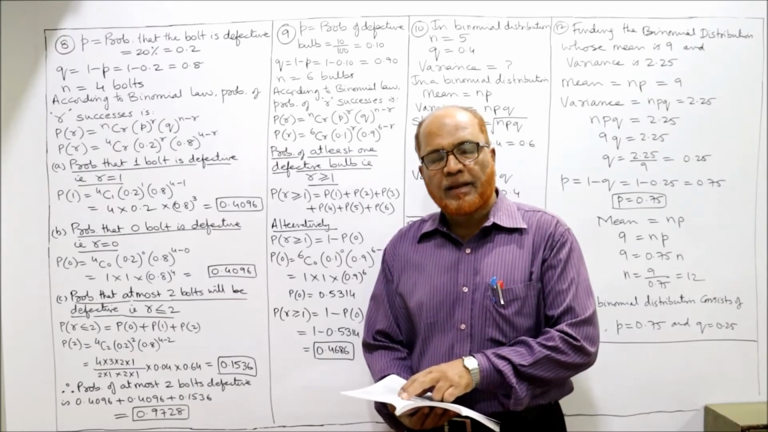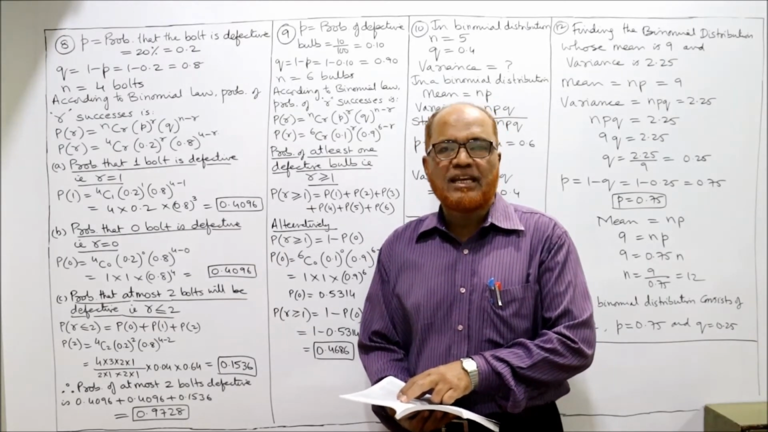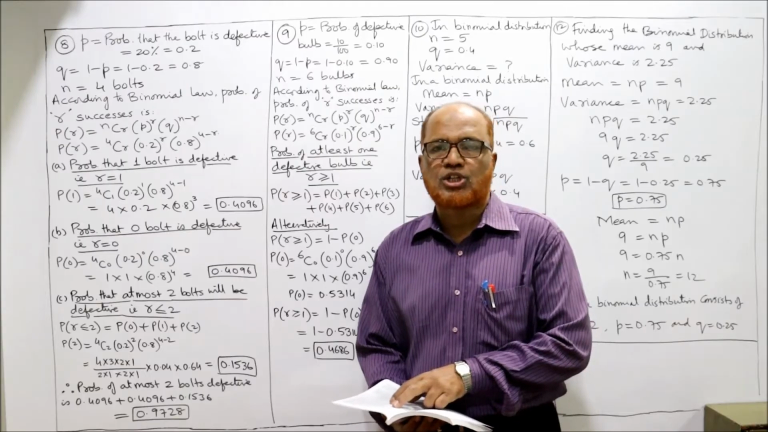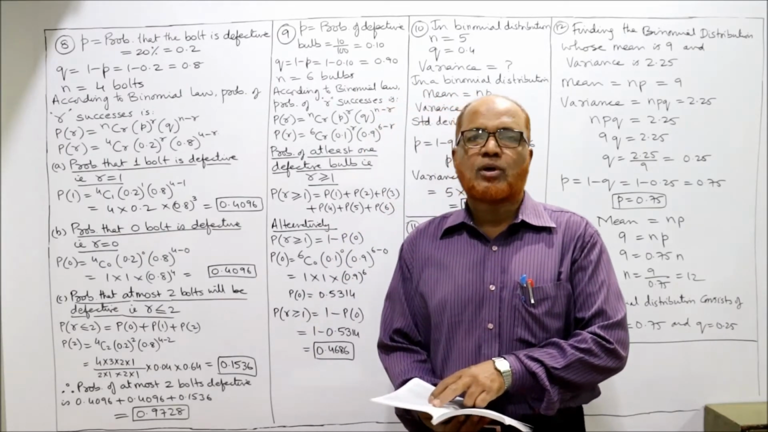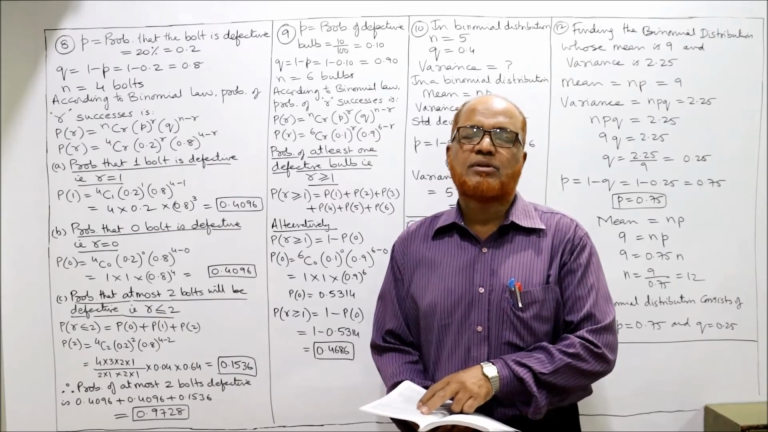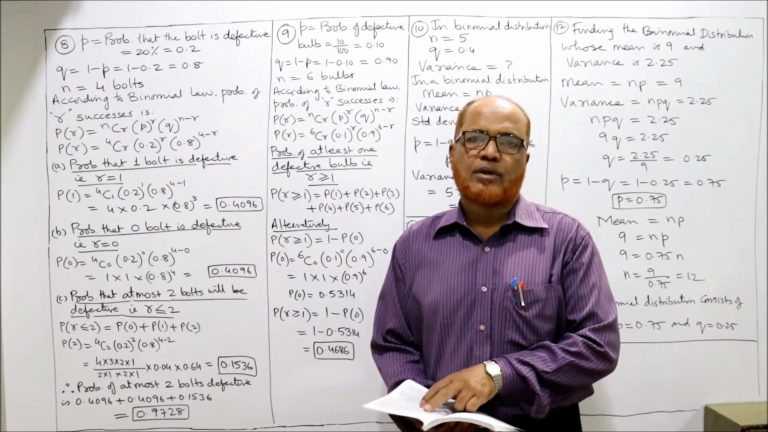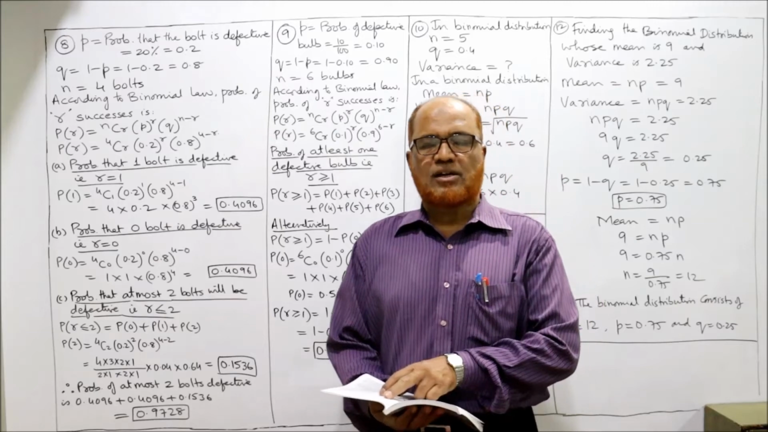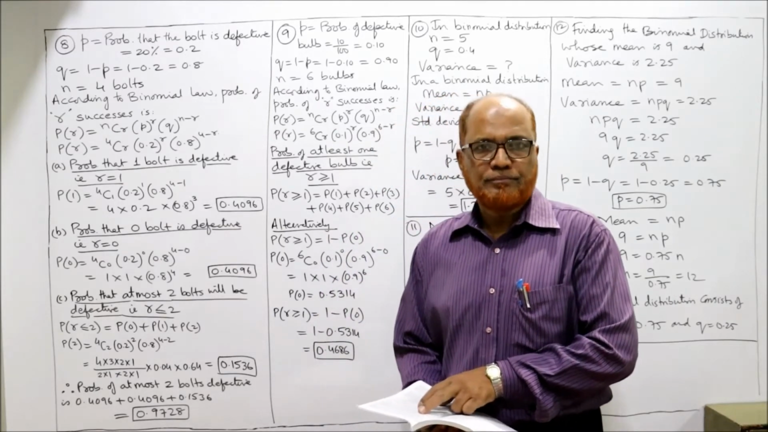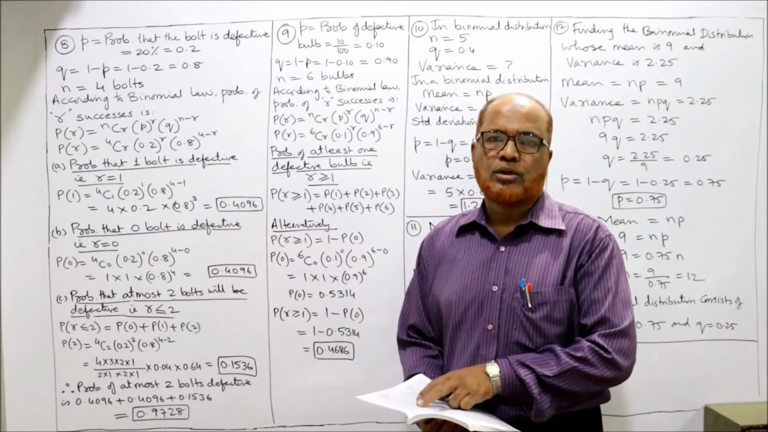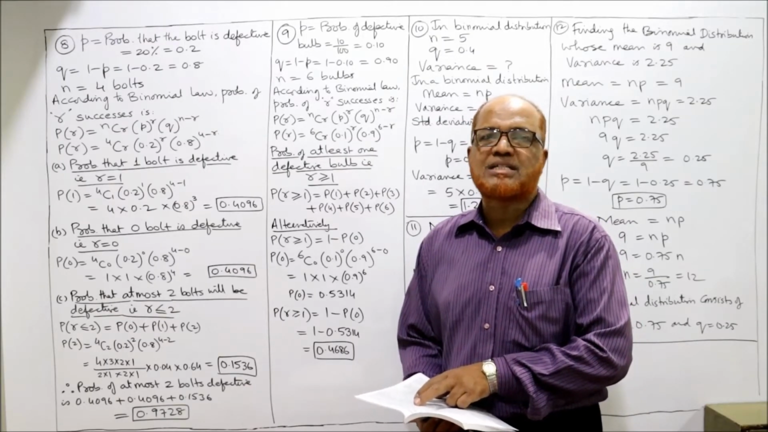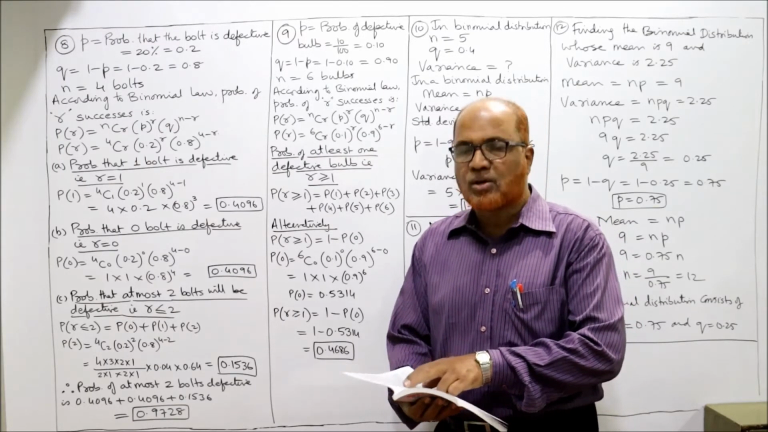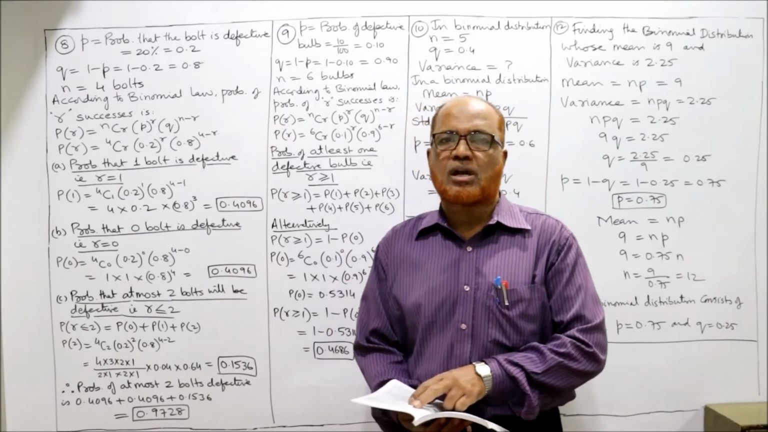So we can apply the binomial because the n is fixed and p remains constant. P is the probability of defective bolt. The probability of defective bolt is 20%. 20% means 20 by 100, 0.2. So we denote P is equal to probability of defective, that is equal to 0.2. Then Q is equal to 1 minus P, 1 minus 0.2 is 0.8. And N is equal to 4 bolts. Total number of bolts are 4.